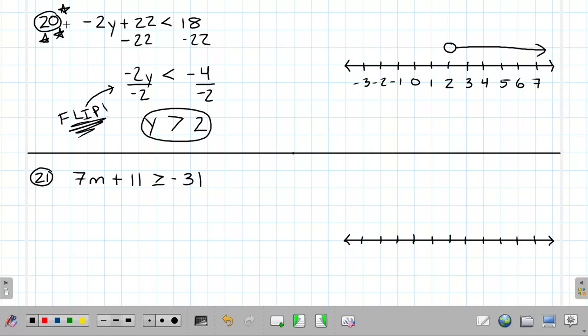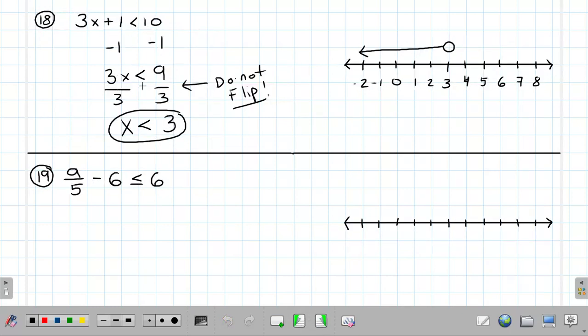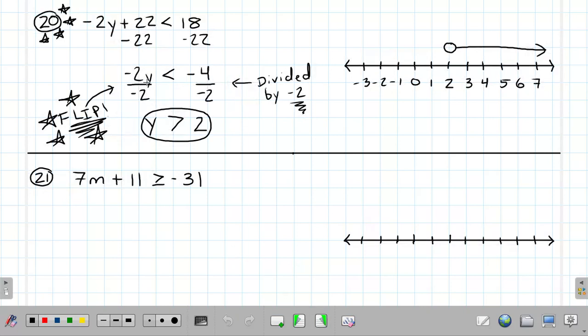But the thing to not be lost here is this idea of flipping the inequality because we divided both sides by negative 2. And that negative 2 tells us we have to flip the inequality. And notice the difference between number 18 and number 20. Here we divided, but we divided by a positive number. Here we divided, but we divided by a negative number. So that's what we've got to be aware of, and that's what tells us we flip the inequality.